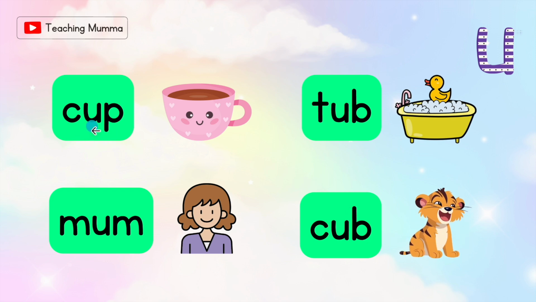Consonant, vowel, consonant. So these are the words with vowel U in the center. Let's repeat them again. Cup, mum, tub, cub. Again. Cup, mum, tub, cub. Your turn.